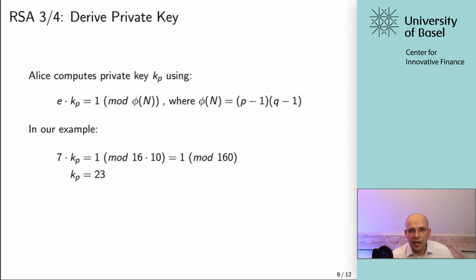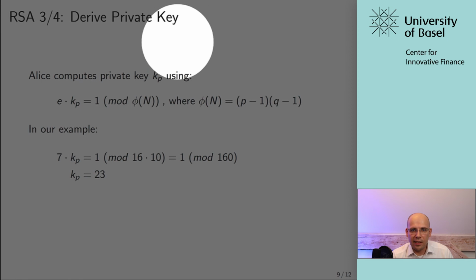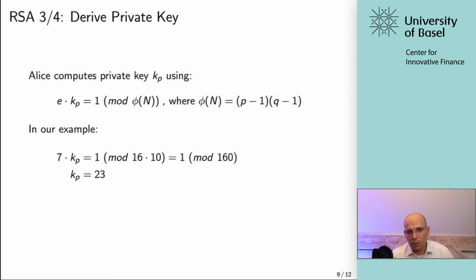Step 3 is the derivation of the private key, and obviously that's something only Alice can do. If just anyone could derive the private key, that would be really bad. That would not be a good idea, because then everyone could decrypt the message. So there must be some restriction, some limitation in there, so that only Alice has access to this private key. And the way she does that is somewhat complicated.